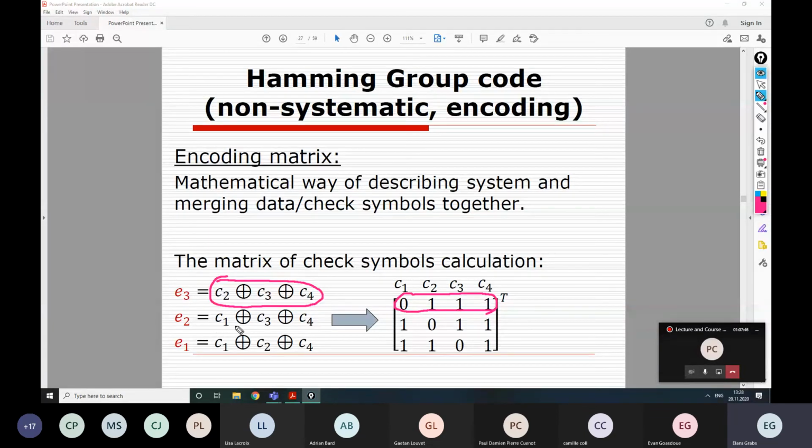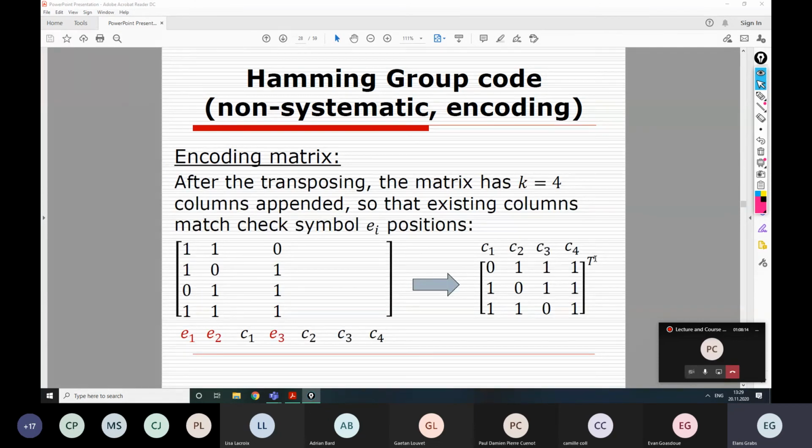Now, for the second equation, we don't have C2, right? You cannot see it here, and all the others are present. And for the last equation, we don't have C3, while others are present. So this matrix is written up in a quite simple way, and we can use that to make the coding process in matrix form. Moreover, we can in one go create the entire code word, not just calculate the control bits, but make the entire code word.